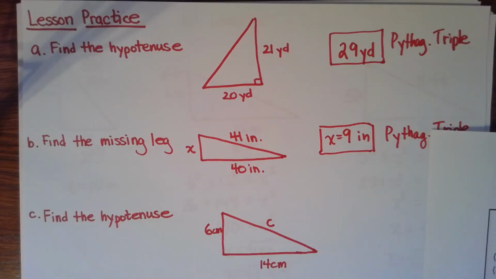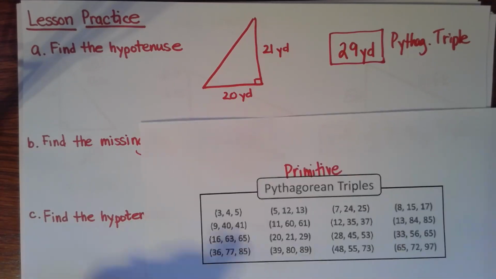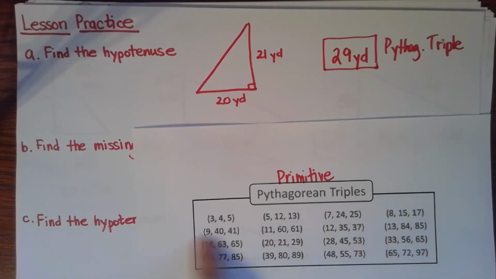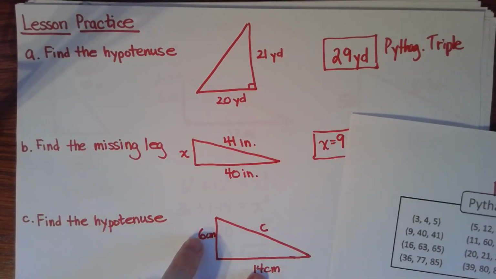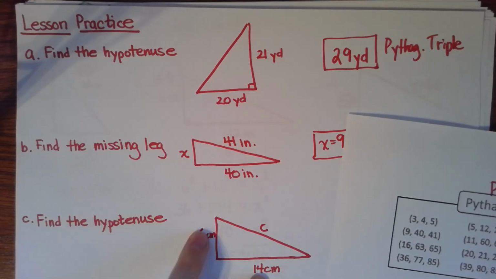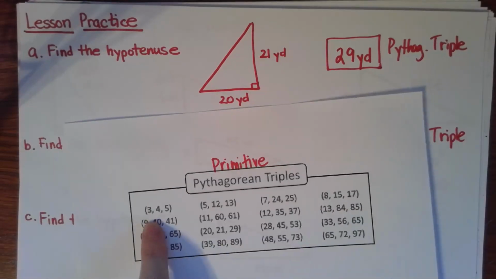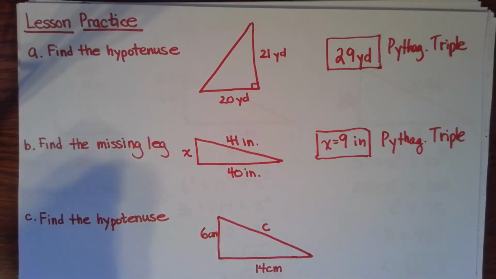Okay, now we need the hypotenuse. So 6 and 14, those don't appear to be in here. What about, those are both, if we did 2 times 3 and 2 times 7. So what about 3 and 7? Well, the only one with 3 is 3, 4, 5. This one isn't a Pythagorean triple, so we've got to go ahead and use the formula.